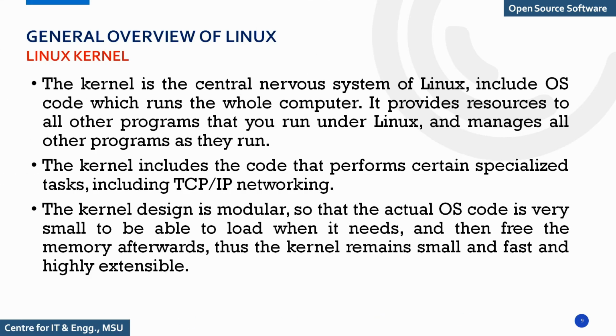First is the Linux kernel. The kernel is the central nervous system of the Linux OS. It includes the OS code which runs the whole computer. It provides resources to all other programs that run under Linux, and it manages all other programs as and when they run. The kernel includes the code that performs certain specialized tasks. It includes TCP/IP networking.